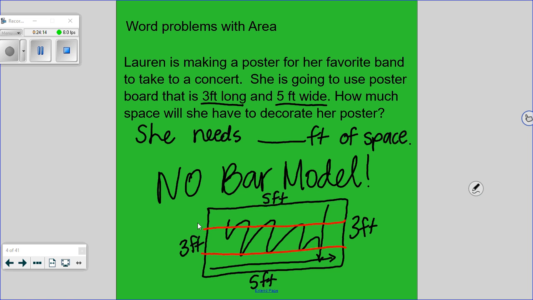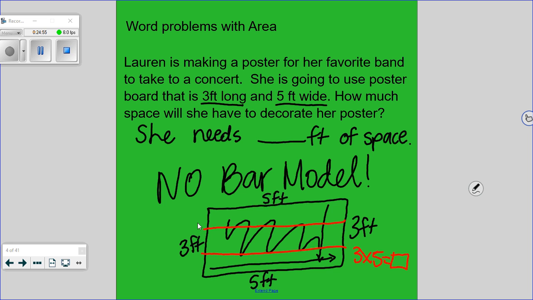Drawing all the boxes will totally work. But I don't want to draw all those boxes. So what else could I do? Grayson, what could I do? 5 times 3. Why will that work? Because there's still going to be 3 lines, but 5 boxes in each line. It is still going to be an array. So out to the side, the equation that we're going to use is 3 by 5. If you would like to write 5 by 3, that's fine.